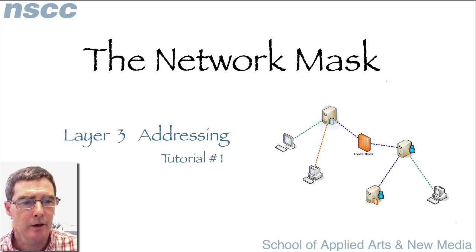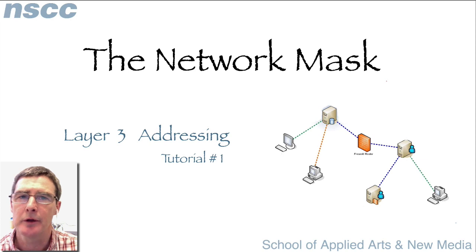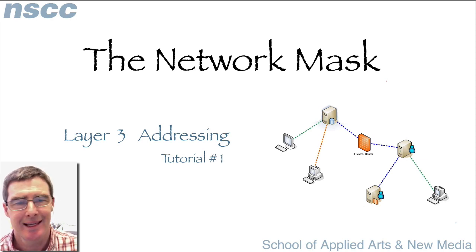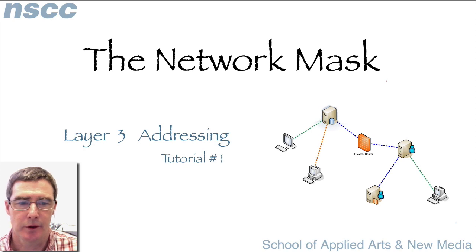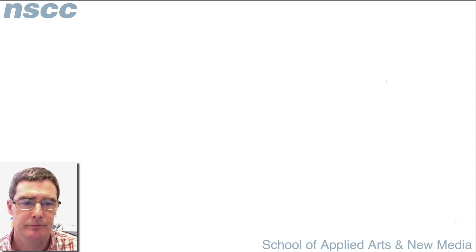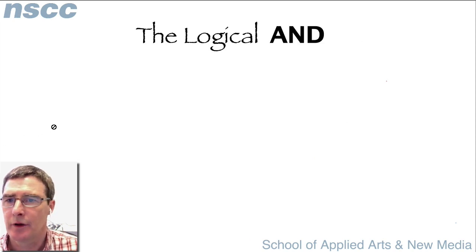So we'll start our tutorial by discussing a binary operation called the logical AND function. In a later tutorial, we'll show how a network device uses this AND function in conjunction with a network mask to determine whether a packet's destined for the local network or an external network. So let's first look at the logical AND function.